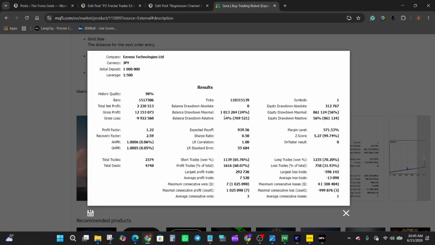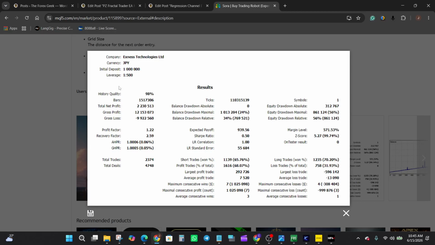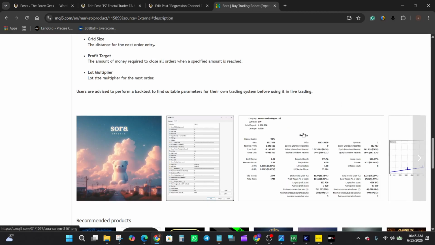Currency pair is JPY. So total net profit was over 2.2 million Japanese yen from an initial deposit of 1 million Japanese yen. And total trades taken were 2,374, out of which 1,616 were profitable. That gave us a 68.07% win rate. And I can see that the balance drawdown maximal here is 24%, relative 34%. Equity drawdown maximal is 56%, same with the relative.